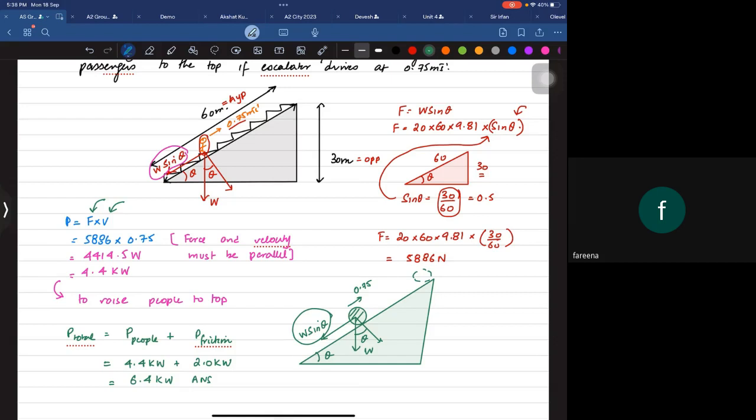Okay. So remember, like I said, you have to find the force and the velocity that are parallel to each other. That's how you can find this power. And this is why the formula power equals force times velocity is so important, because most of the questions are going to be with respect to this. Get it?